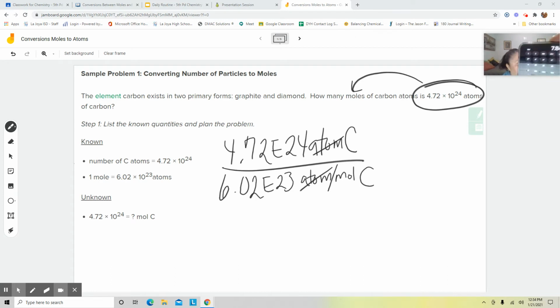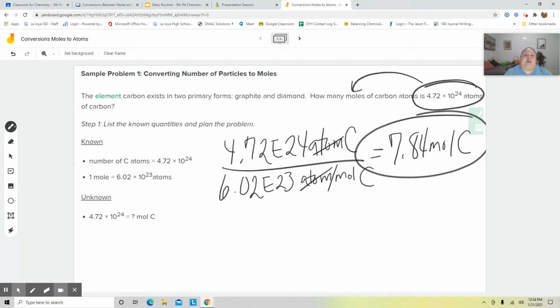Did you guys come up with this answer? There it is, 7.84. That's your answer, Yalexia. 7.84 moles of carbon. Done. And my students like this section better, mostly because you don't have to calculate anything. You don't have to go find the number of atoms, go to the periodic table, multiply, add them up like you have to do for yesterday's work, right?